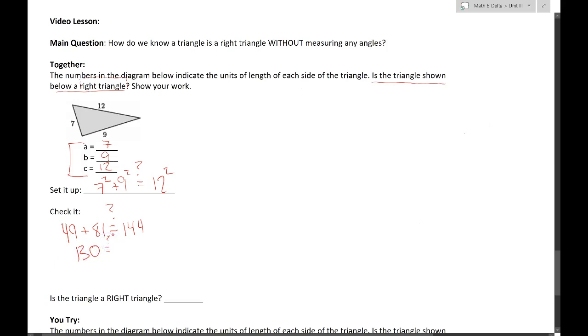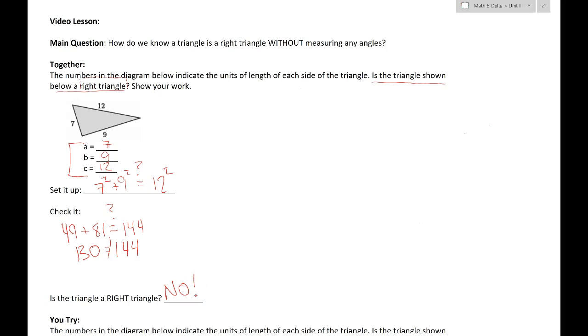Question mark. Well, actually, let's leave that question mark out because we're going to see 130, well, it doesn't equal 144. So I put my slash through the equal sign. These are not equal. Therefore, is the triangle a right triangle? No. The triangle is not a right triangle because the Pythagorean theorem did not work for it.